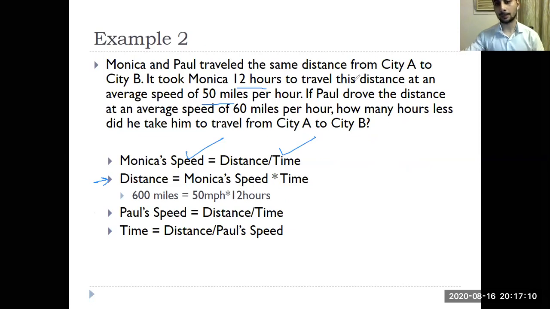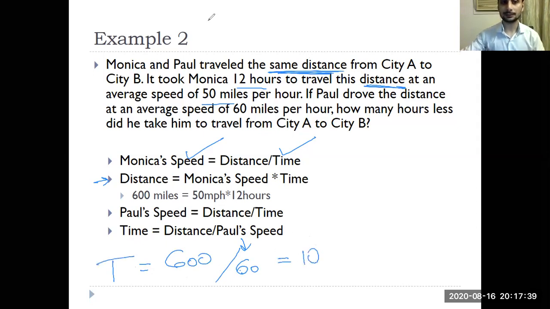I hope ये सब आप लोगों के लिए simple था. अब Paul जो है वो drive करता है 60 पे. So we have the speed for Paul, which is 60. Do we also know something else? कुछ और हमें पता है? हमें पता है कि distance दोनों ने same travel किया है, same distance. So अगर इसका distance 600 था, तो इसका distance भी क्या हो जाएगा? 600. Time कितना आ जाएगा? Time will come out to be 10 hours.